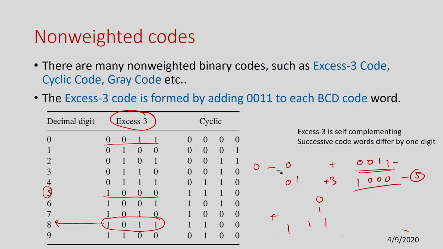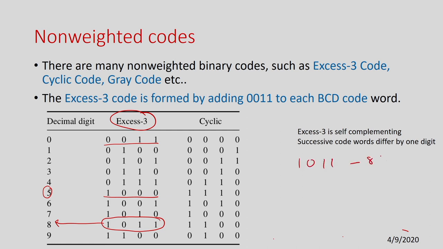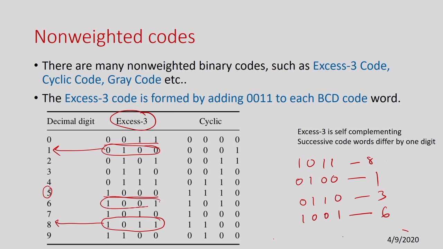Let us see whether they are self complementing or not with a few examples from this table. Let us take this 1 0 1 1. This is 8 in excess 3. If I do a complement, 0 1 0 0, it should be 1, right. So, 0 1 0 0 is 1, because 9 minus 8 is 1. Let us take say 3, which is 0 1 1 0. If you do a complement, 1 0 0 1, which should be 6, and you see here 6 is 1 0 0 1.